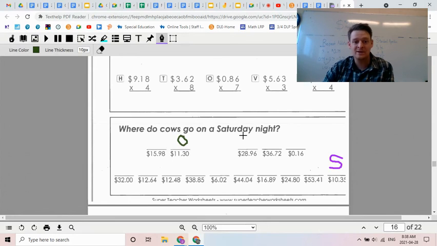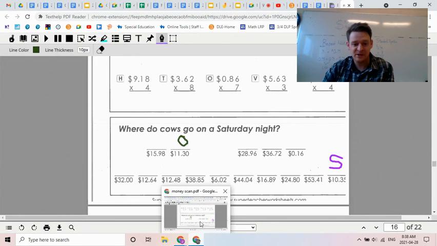Where do cows go on a Saturday night? That's your job to figure out the riddle.